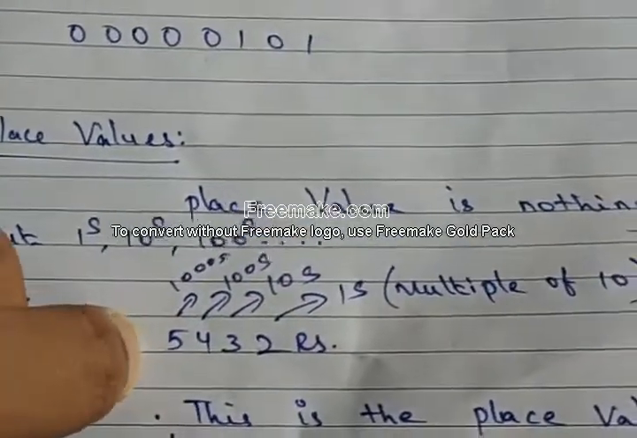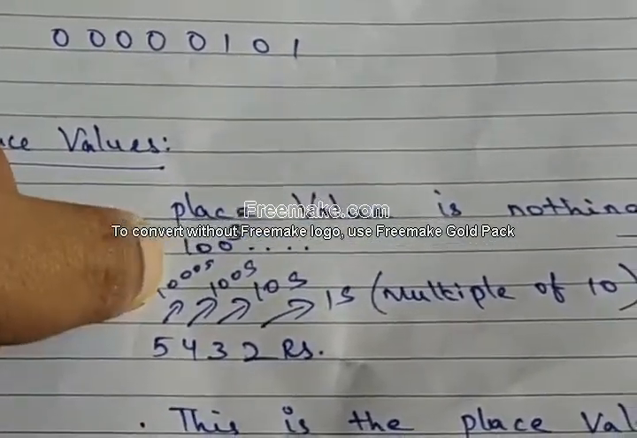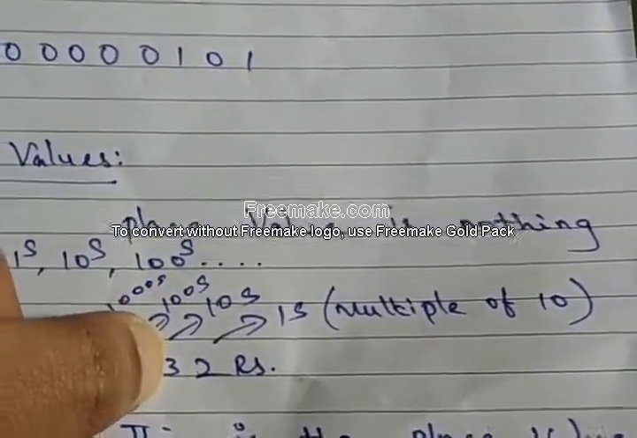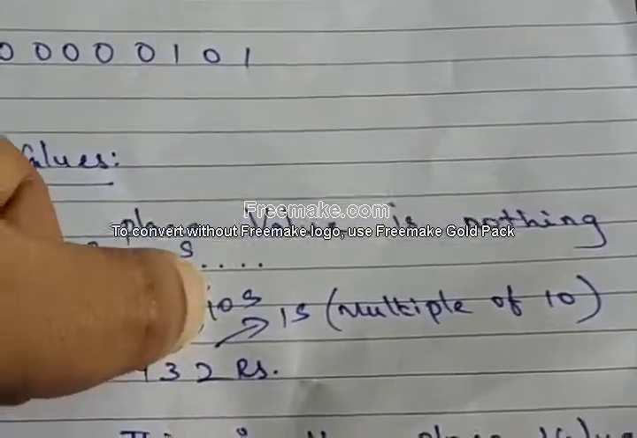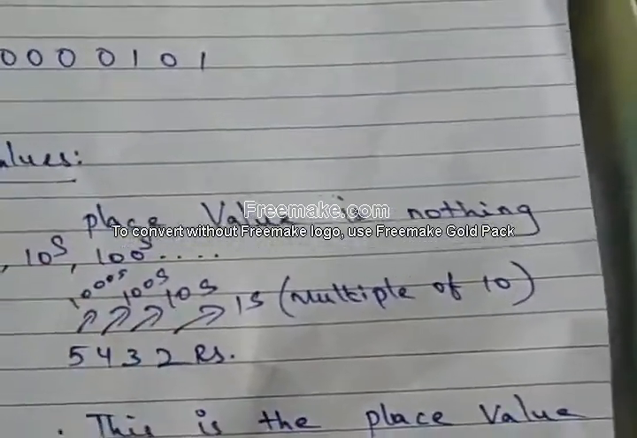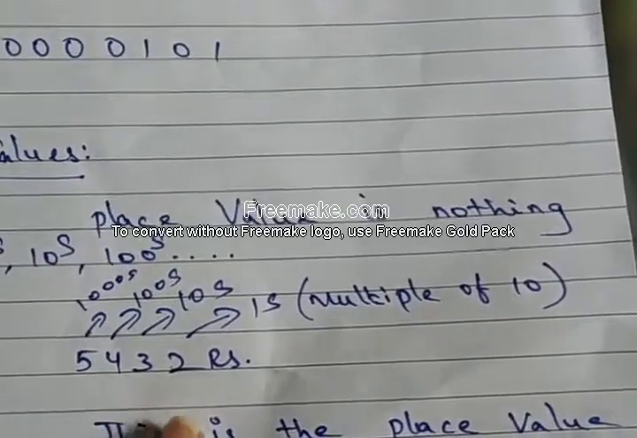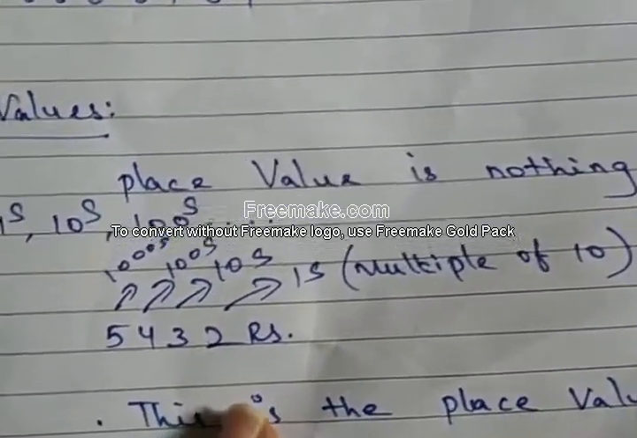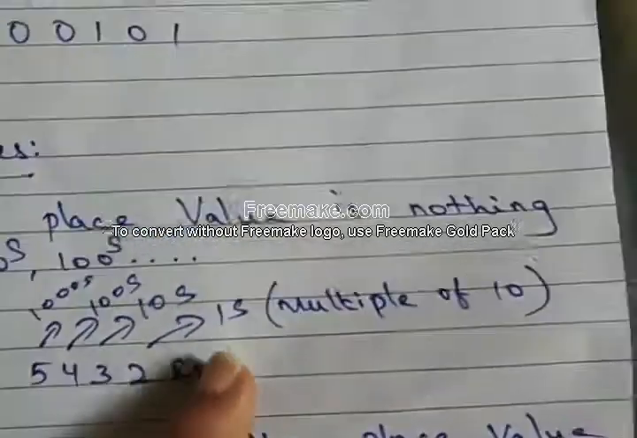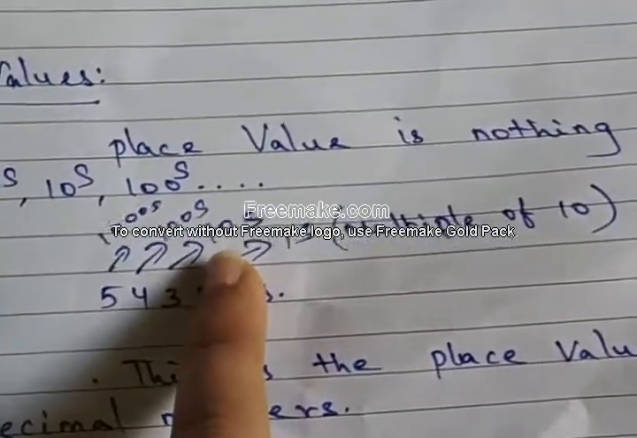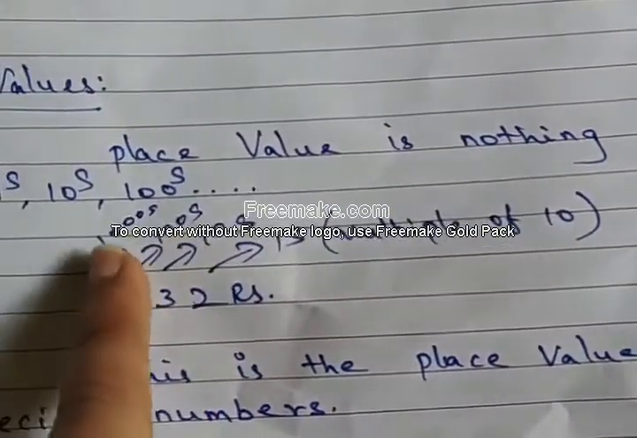By seeing this you can easily understand. 5 means 5,000. 4 means 400. 3 means 10, 20, 30. 2 means 1, 2. So it will be 5,432 rupees. You can easily find out by these place values. These place values are multiplied by 10. 1 into 10, 10 into 10 is 100, 100 into 10 is 1,000.